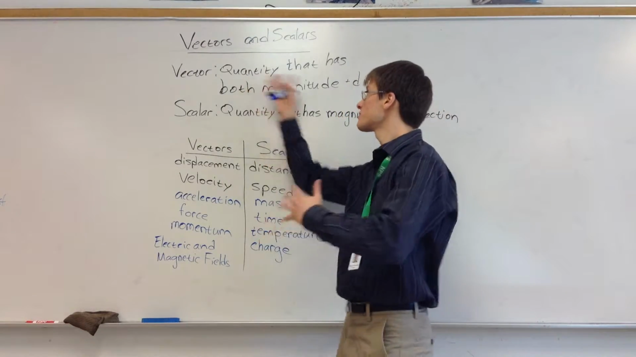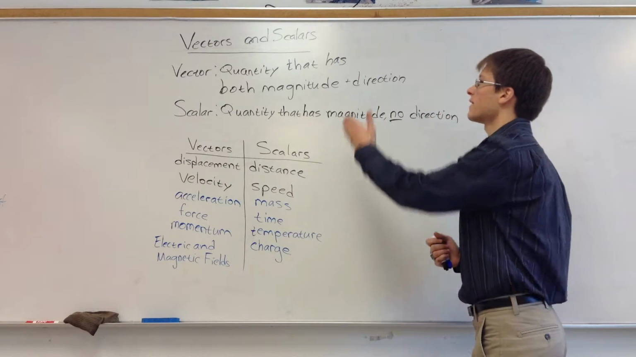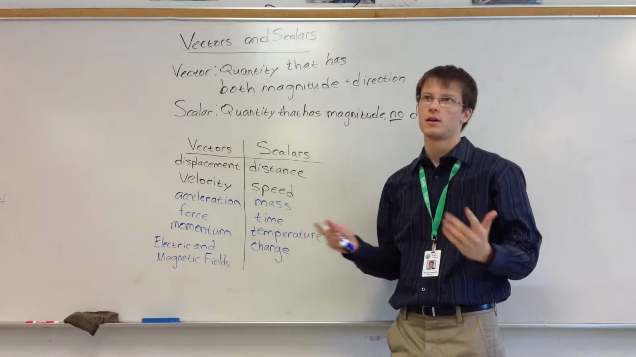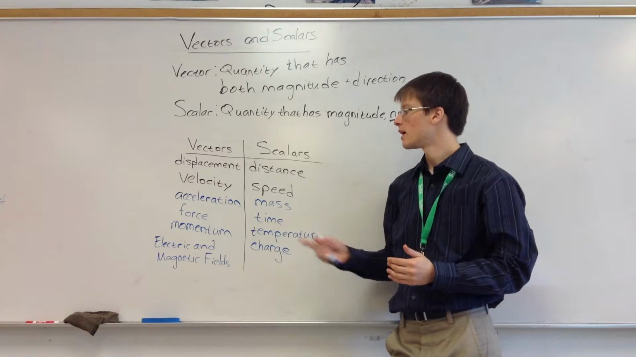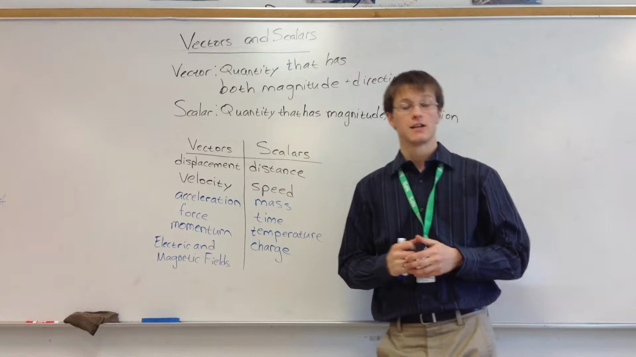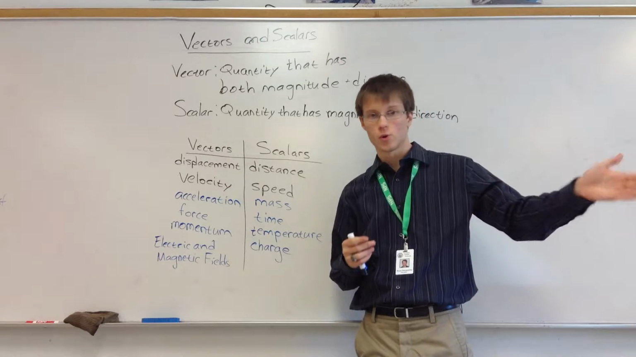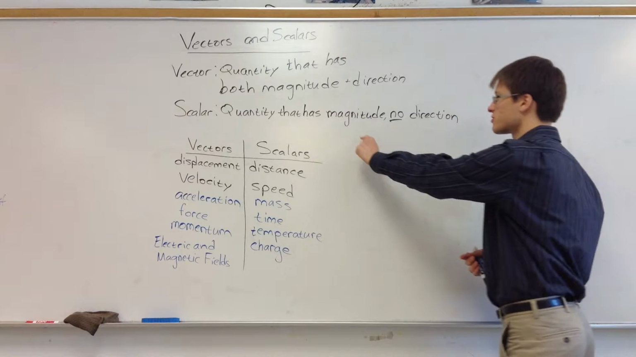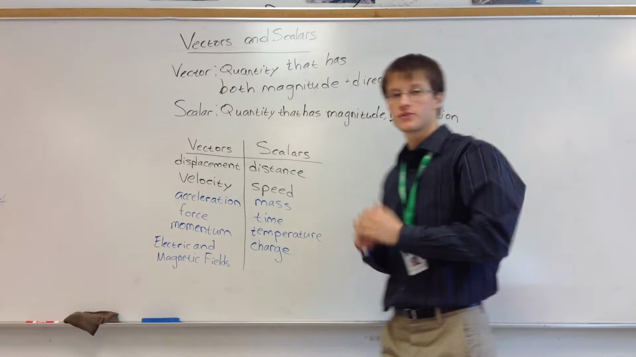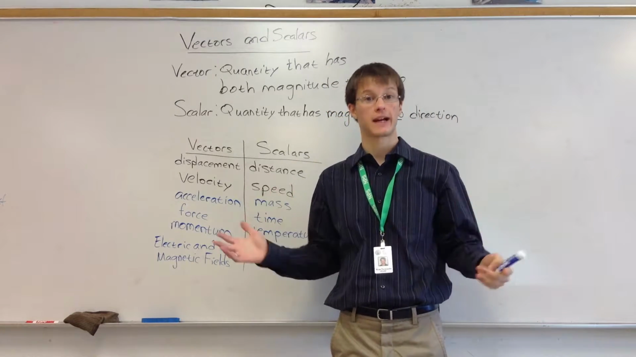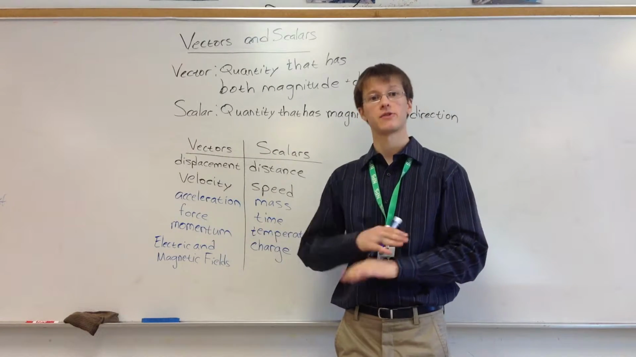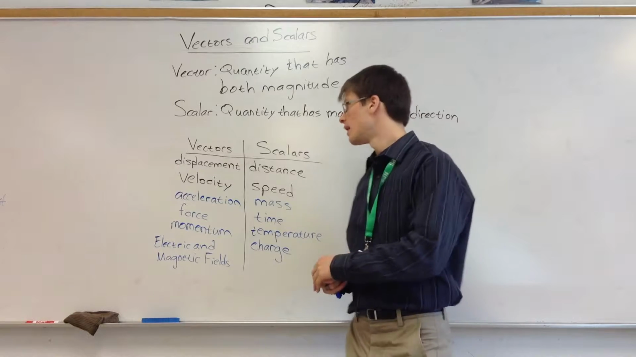Today we're going to talk about vectors and scalars. A vector is a quantity that has both a magnitude and a direction. That means that an example of a vector might be a velocity, where I'm moving at 5 meters per second north, as opposed to a scalar, which is a quantity with a magnitude but no direction. A scalar would be, I'm moving at 5 meters per second, or I have 2 markers. Something like that has no direction attached to it.